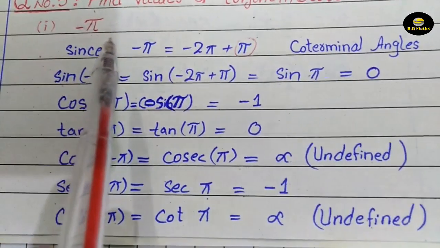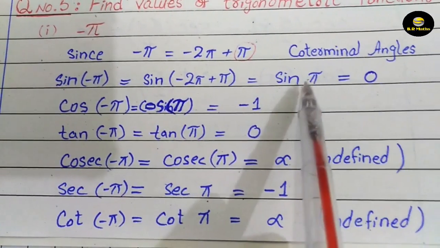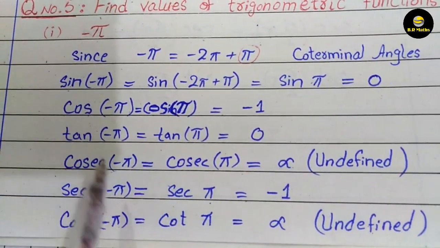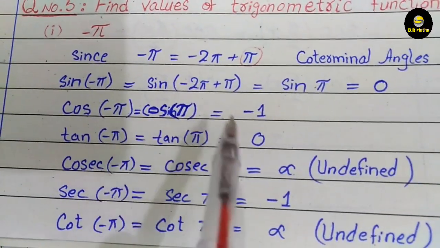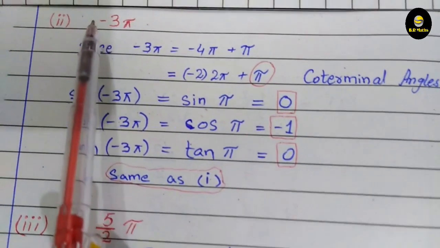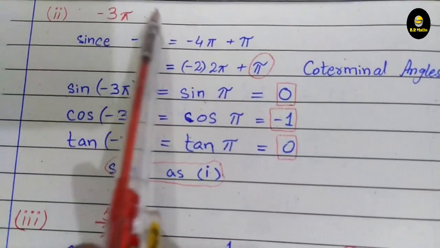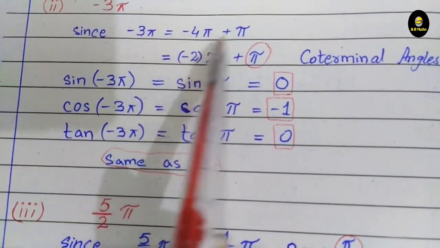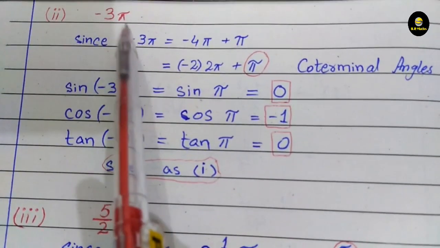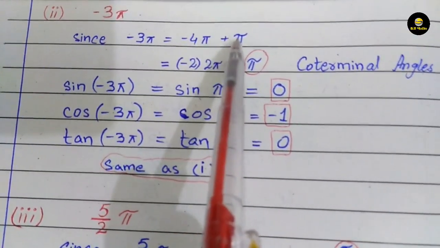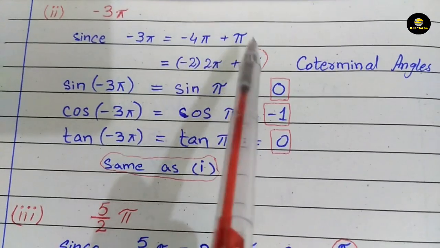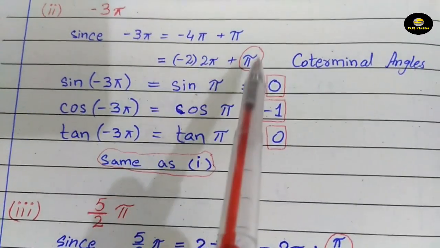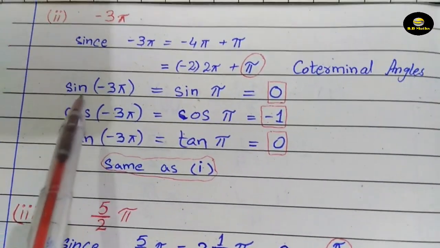So student, you know about the coterminal angles. Minus pi and plus pi both have the same results. So the next part is minus 3 pi. Minus 3 pi means minus 4 pi plus pi. It means the minus 3 pi and simple positive plus pi are both coterminal angles, meaning minus 3 pi and plus pi have the same results.